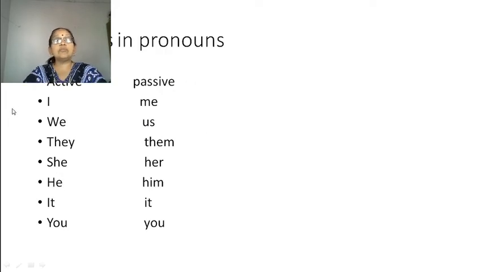So there are some changes in pronouns. In an active sentence, if you write I, in passive it becomes me; we becomes us; they becomes them; she becomes her; he becomes him. It remains it only, and you remains you only. So these are the changes in pronouns when you are making active sentences into passive.